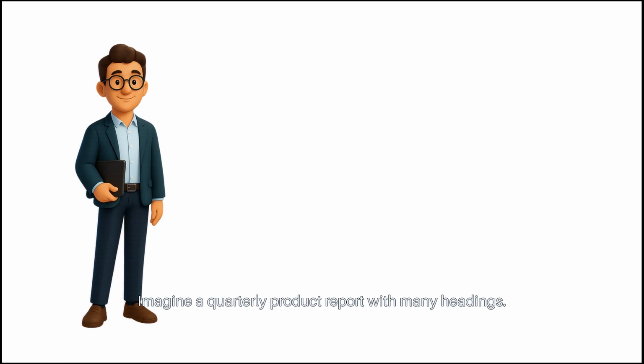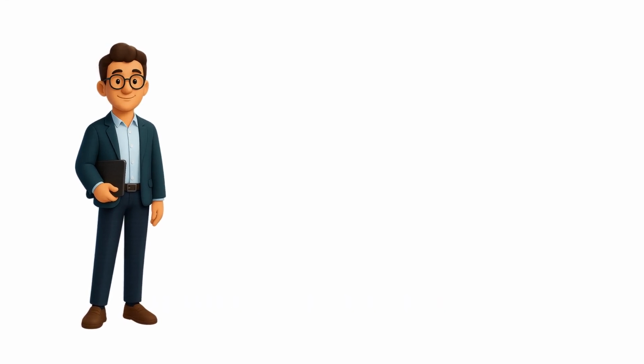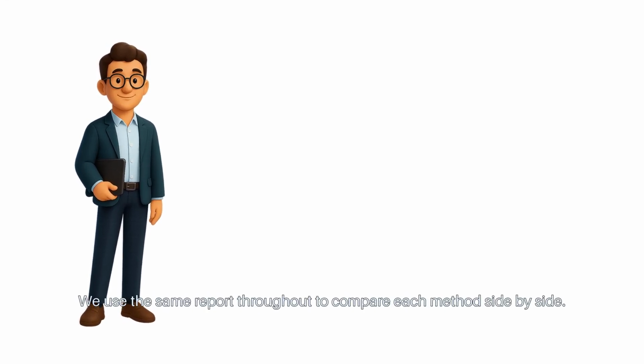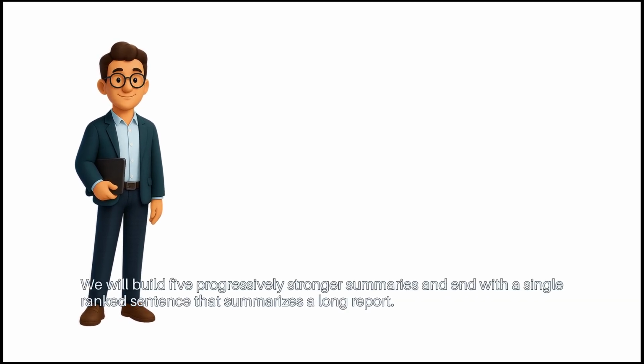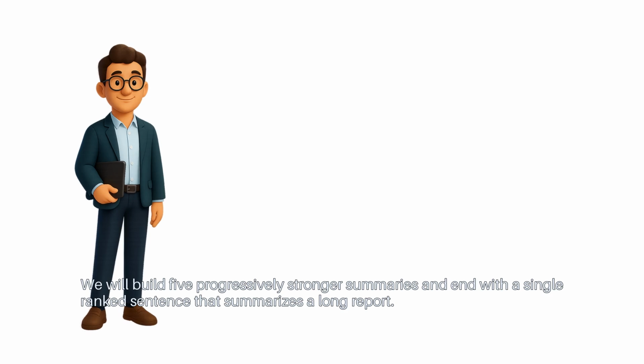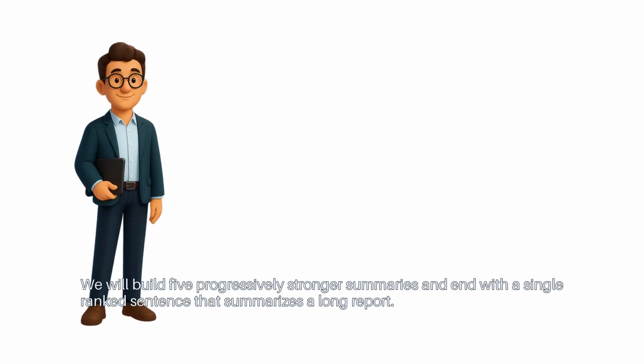Imagine a quarterly product report with many headings. We use the same report throughout to compare each method side by side. We will build 5 progressively stronger summaries and end with a single ranked sentence that summarizes a long report.